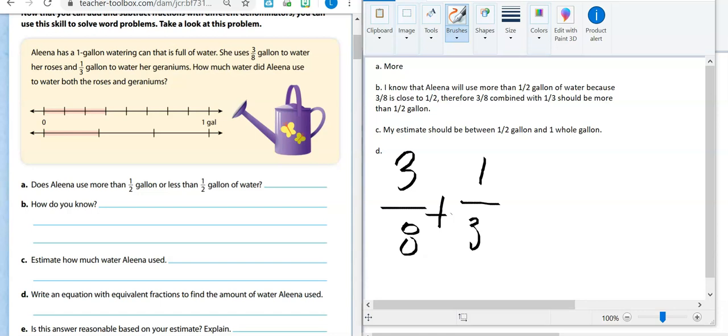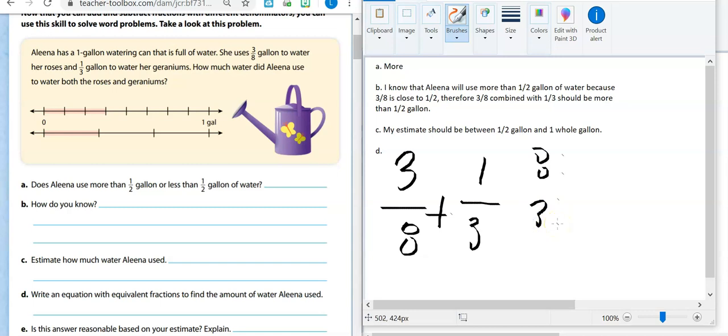Now question D says write an equation with equivalent fractions to find the amount of water Alena used. Now, are our fractions equivalent right now? No, they are not. Now, they're not equivalent because they do not have like denominators. Now, in order for us to find like denominators, we need to find the least common multiple. Now, in order for us to find the least common multiple, we need to write down our multiples of what two numbers, boys and girls? Good job. We need to find our multiples of 8 and 3. So let's go ahead and write down our multiples of 8 and our multiples of 3.